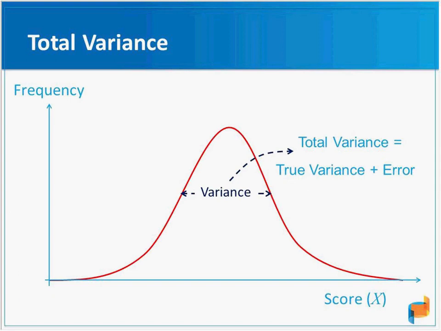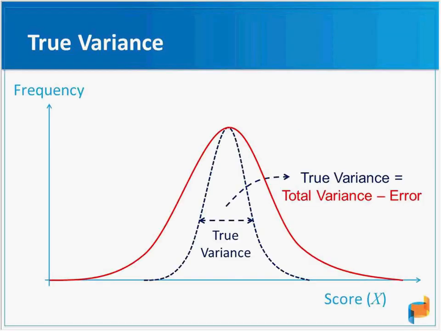Because there's always some amount of error present, there's no such thing as an error-free assessment process. So measurement specialists define total variance as whatever the true variance might be plus some unknown amount of error. Now, what we want to know, of course, is the true variance, which is the total variance minus the error. And this is where the notion of reliability comes in. By definition, a highly reliable assessment means there is little error.